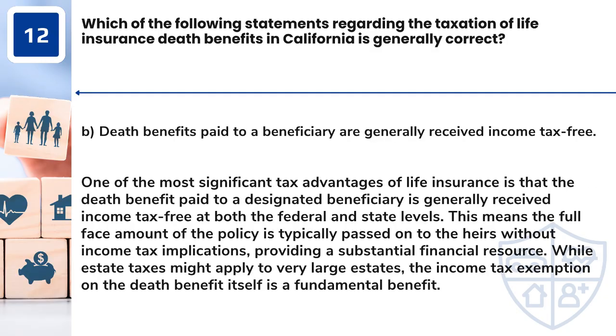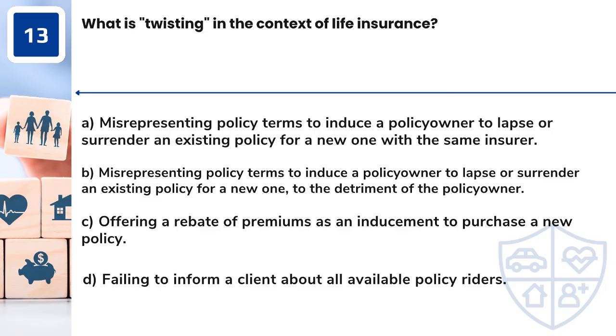Answer: B. Death benefits paid to a beneficiary are generally received income tax-free. One of the most significant tax advantages of life insurance is that the death benefit paid to a designated beneficiary is generally received income tax-free at both the federal and state levels. This means the full face amount of the policy is typically passed on to the heirs without income tax implications, providing a substantial financial resource. While estate taxes might apply to very large estates, the income tax exemption on the death benefit itself is a fundamental benefit.